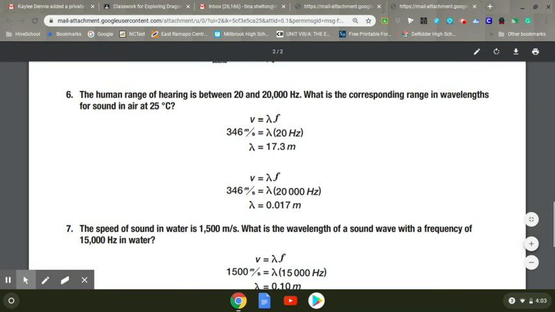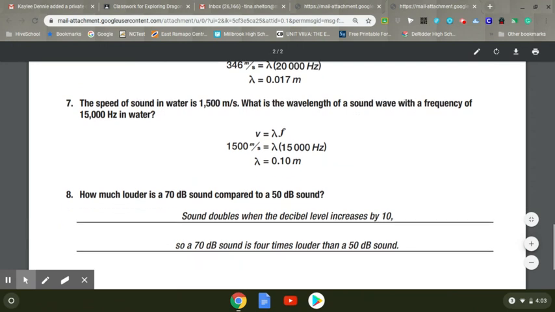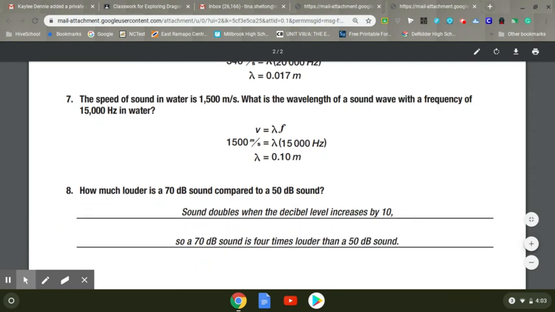So 7, the speed of sound in water is 1,500 meters per second. What is the wavelength of a sound wave with a frequency of 15,000 hertz in water? So we got 1,500 meters per second as our velocity or speed. That's going to equal our wavelength times 15,000 hertz. And remember, this is in water. So our wavelength in water for these particular values is 0.10 meters.